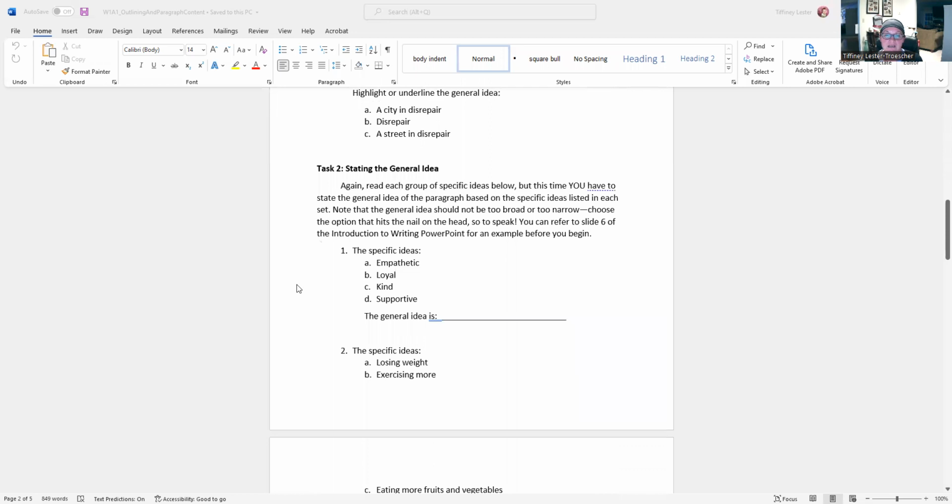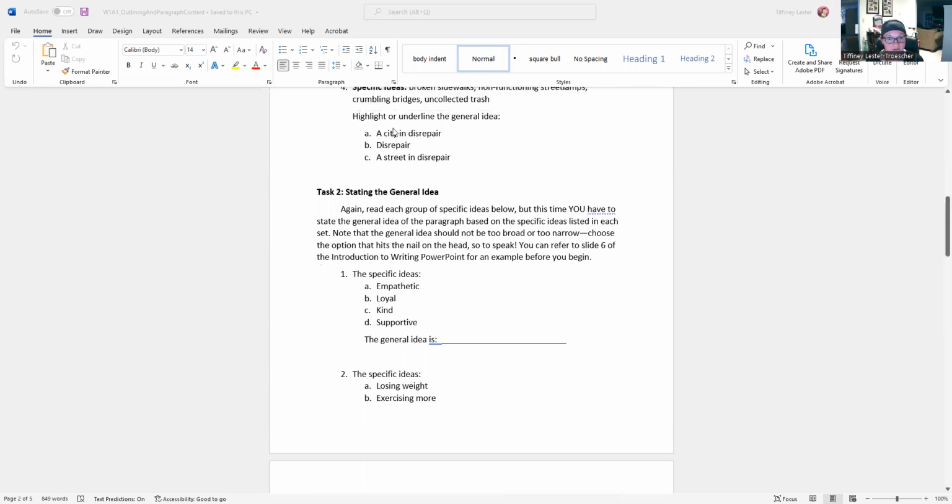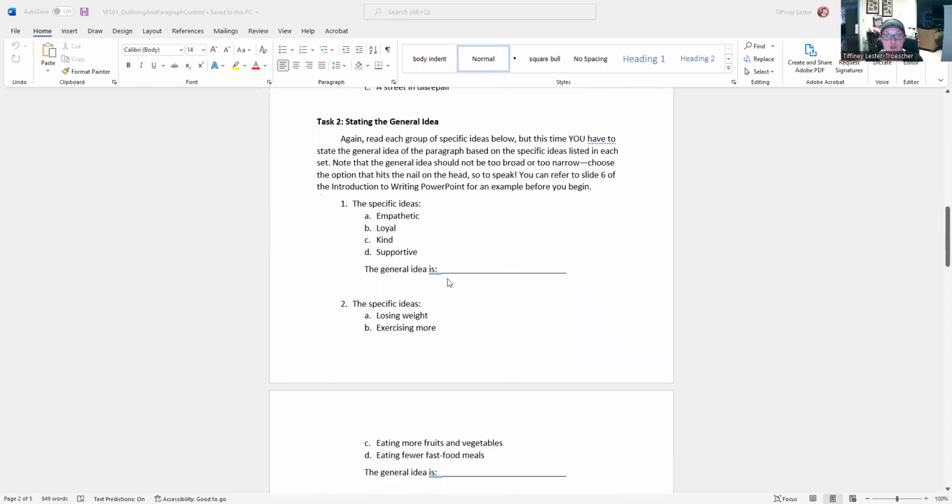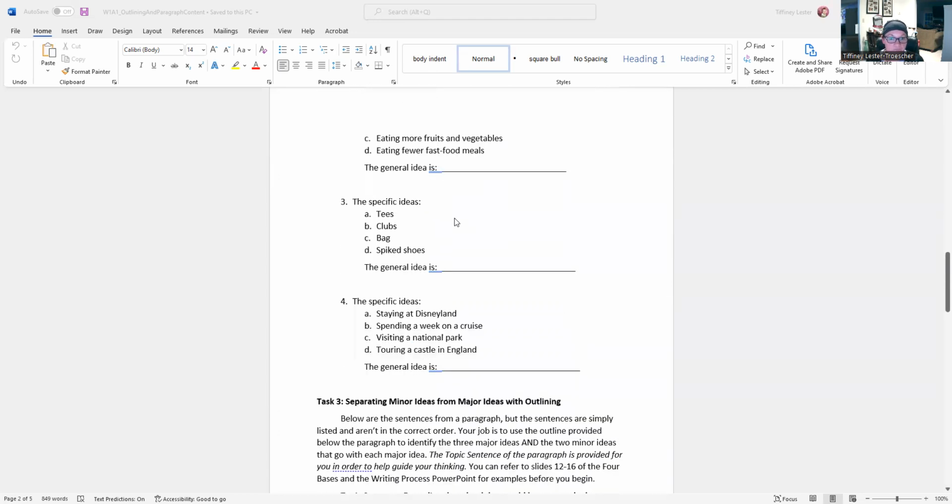Task 2 is stating the general idea. So you still have your list of specific ideas right here, but now instead of choosing what you think the general idea is, you actually have to come up with it and type it on the line. And again, we looked at a couple of these in the introduction to writing PowerPoint as well, slide 6, where we sort of developed what we thought the general idea was based on the specific ideas. So you've got 4 of those as well.